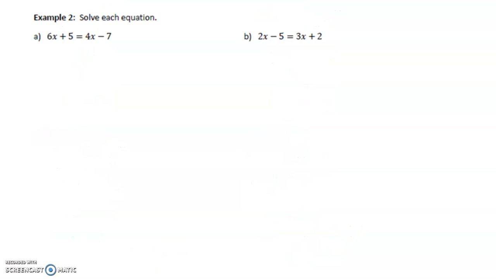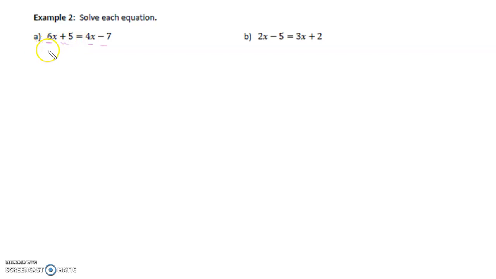Okay, example 2, solve each equation. So we have 6x plus 5 equals 4x minus 7. Okay, so we have an x on each side of the equal sign and a constant on each side of the equal sign. So what we have to do is we have to bring all of the x's to one side and all of the constants to the other.